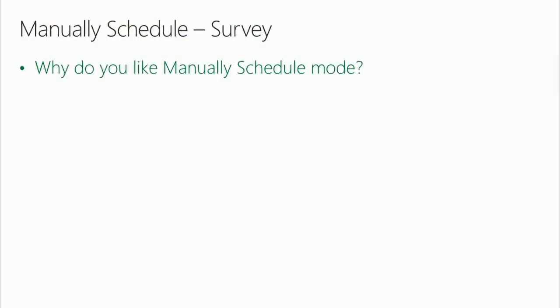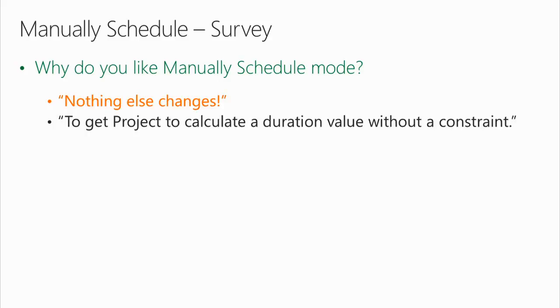So here's the first question I asked. What do you like about manually scheduled mode? And there's my first response I got. Nothing else changes. And my first thought was, I'm not so sure about that. Okay? But that's a really interesting response from some people that are pretty talented with Project. So right out of the starting blocks, I knew I was onto something. All right? To get Project to calculate a duration value without a constraint.